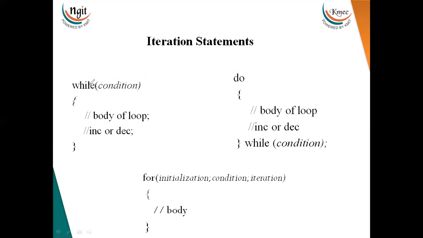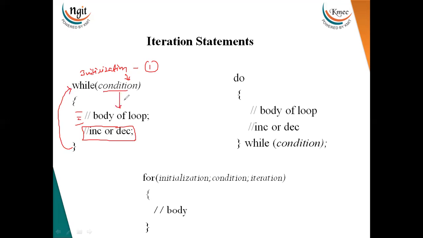Here, the difference is that while first needs the initialization, right? You need to initialize the value in the while first, then we check the condition by using that value. If the condition is true, we execute the body, then we perform either incrementation or decrementation. Then again we repeat the block of statements, and we check the condition again.